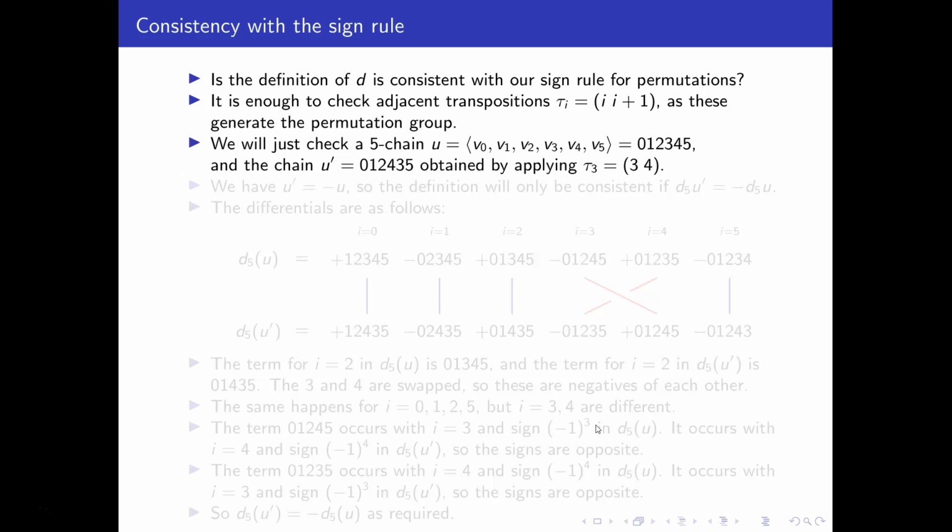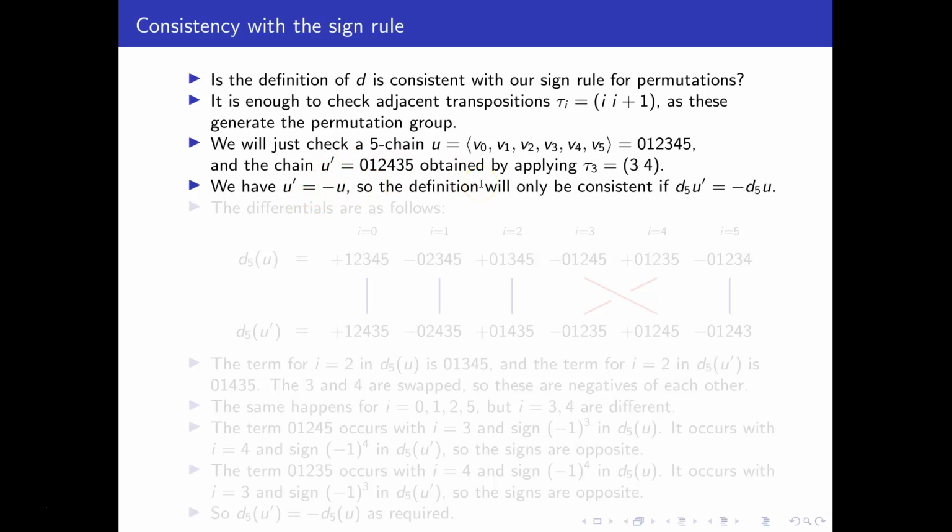So we'll only go in detail through just one particular example, where you've got a 5-chain, say V0, V1, V2, V3, V4, V5, or 0, 1, 2, 3, 4, 5. And then we can apply this adjacent transposition tor3, which swaps the 3 and the 4. And that gives us this new chain U prime, which is 0, 1, 2, 4, 3, 5, the 3 and the 4 the wrong way around. Okay, so according to our rules for C5, U prime counts the same as minus U.